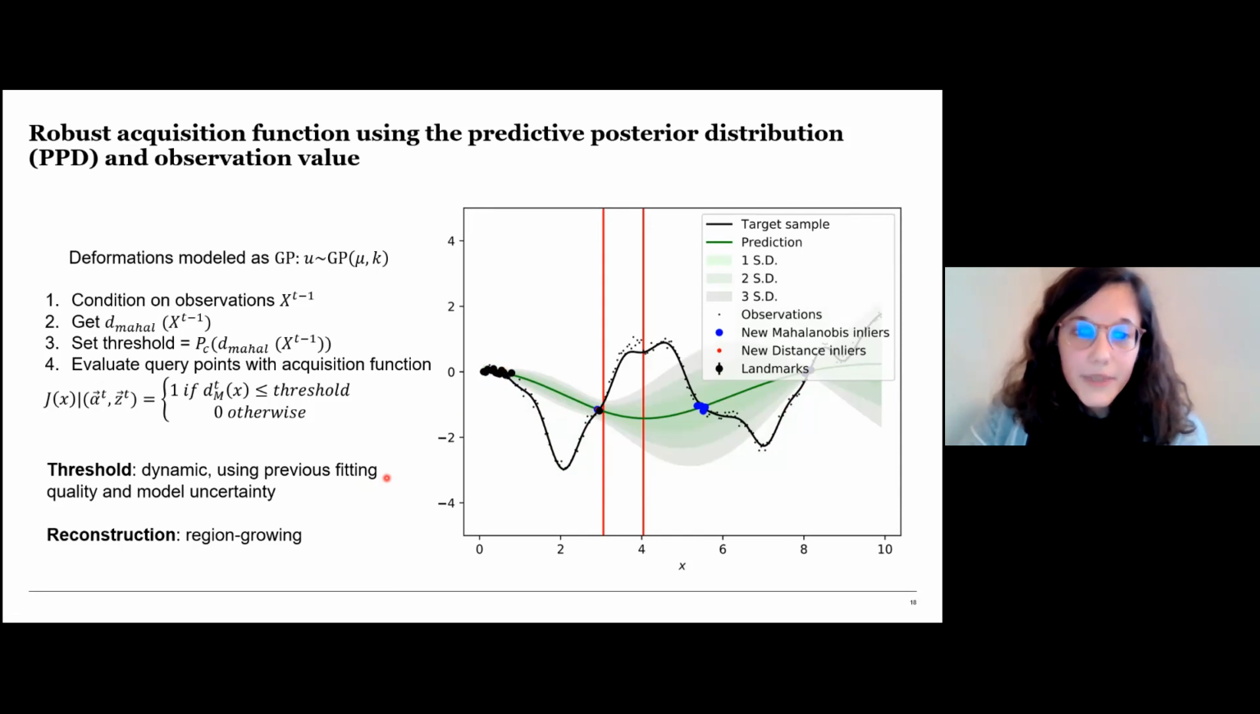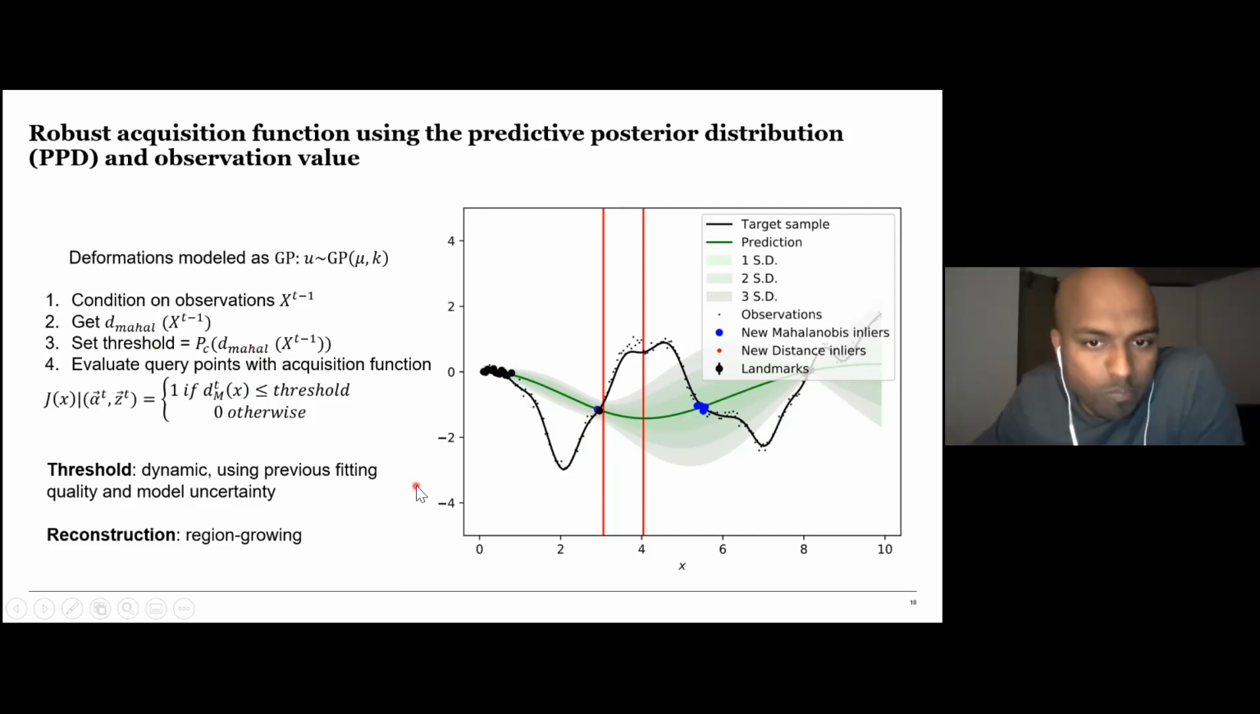And so basically with this method, the threshold that is proposed is dynamic because every time we have a new set of observations here in black, we get a new Mahalanobis distance and a new threshold, which we use for classification later on. And so it's not fixed and you learn it during fitting. And it makes use of the uncertainty because we're making use of the remaining variance in the model after conditioning on some observations. And it's a region growing approach.